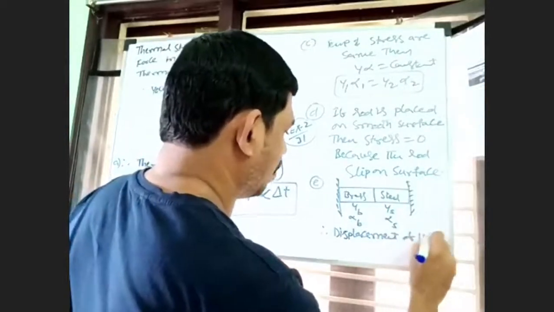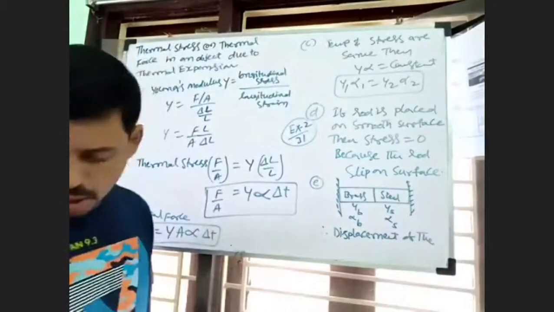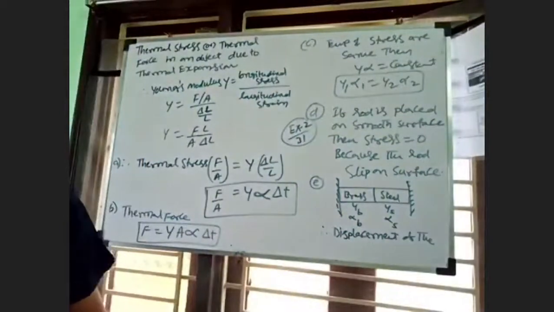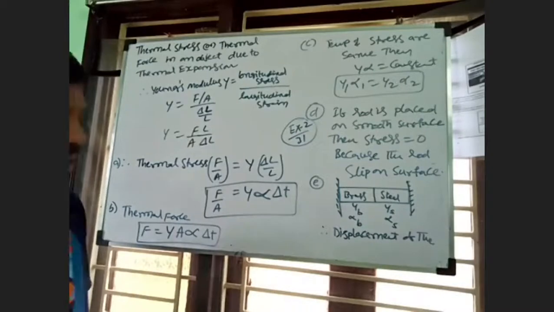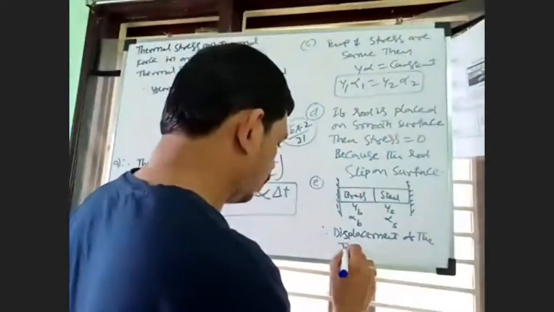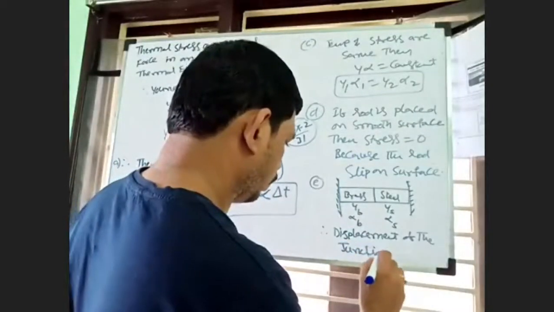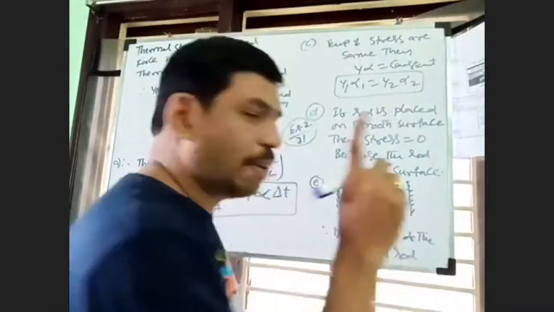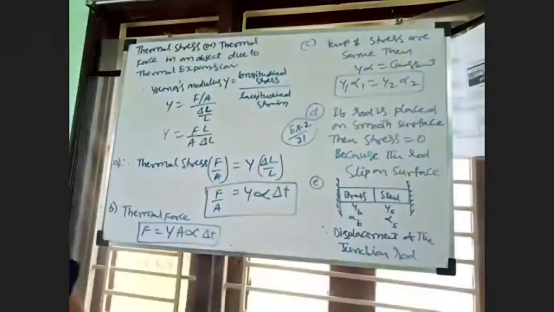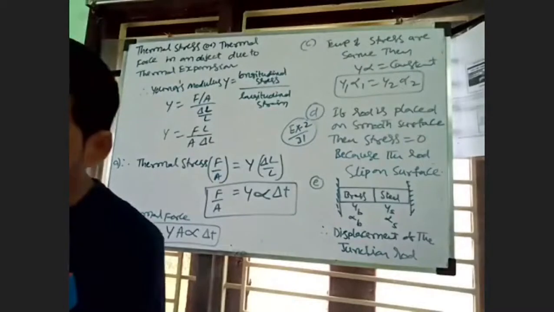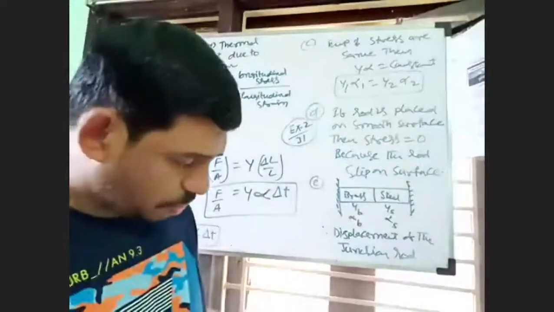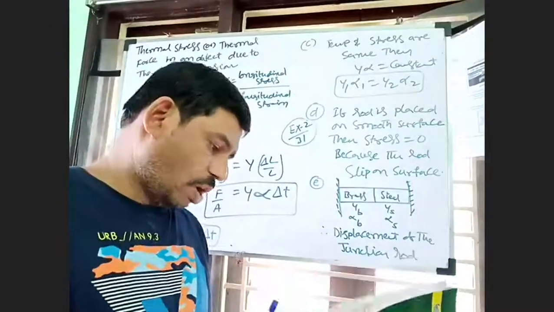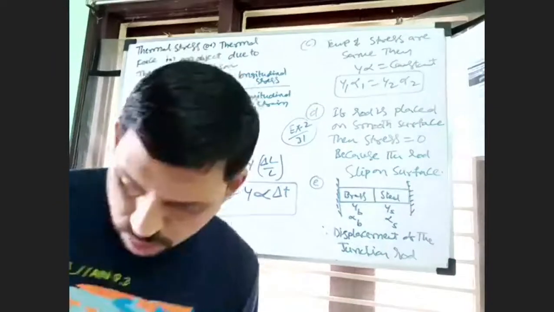Displacement of the junction rod. Displacement of the junction. So refer to the example problem, Akash material, example problem 12.25.